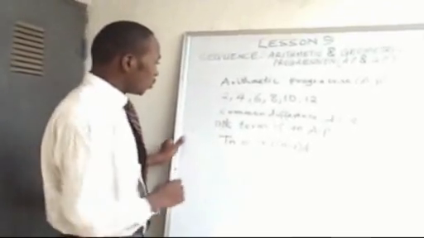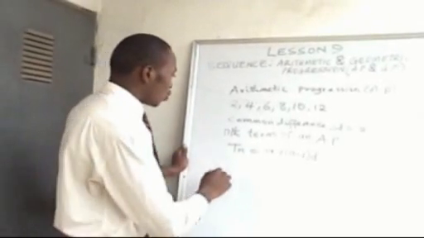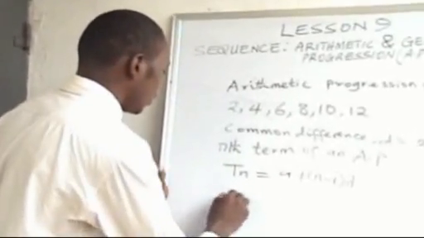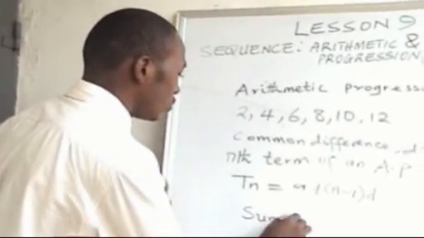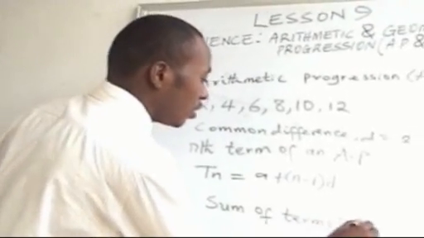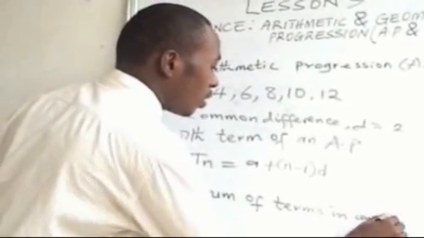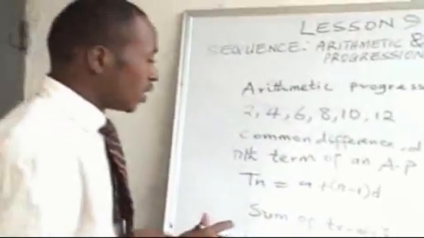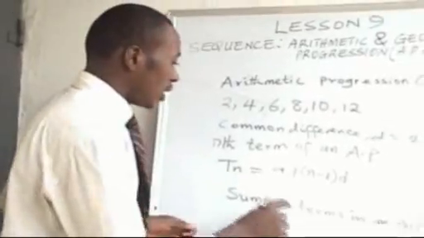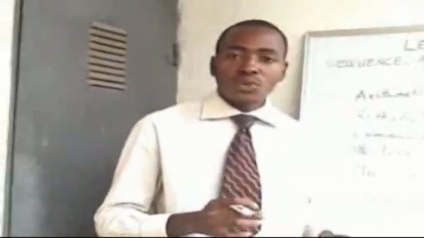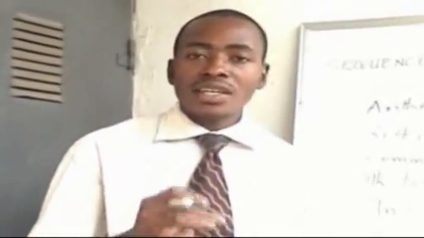From here, we'll go on to the sum of terms in an AP. Now, again, we say that an AP is a kind of sequence in which there is a constant increase or decrease in value between its consecutive terms.